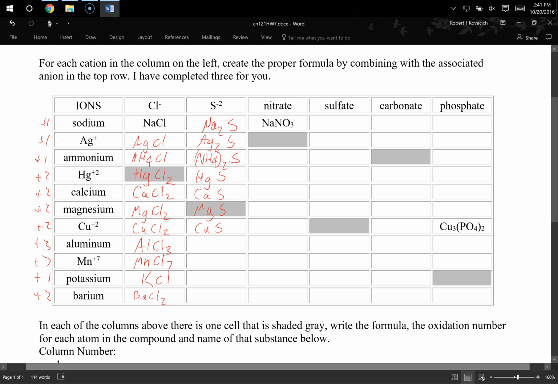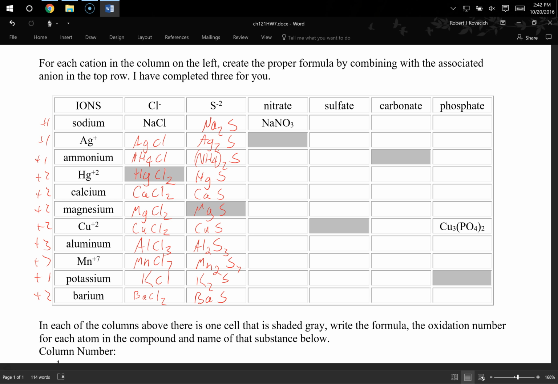All right. And then we've got aluminum with a +3 and a sulfur with a -2. So I'm going to need 2 aluminums and 3 sulfurs to get myself to the least common multiple of 6. All right, now I've got a manganese with a 7 and a sulfur with a 2. So then the least common multiple is 14. So 14 pluses, 14 minuses. So this would be manganese 7 sulfide. And then K2S and then BaS.